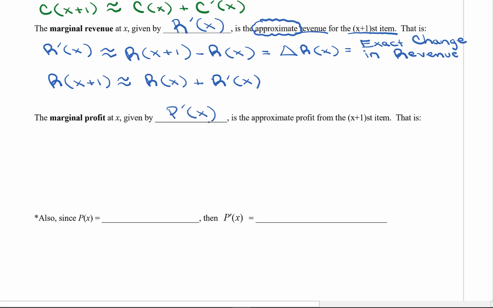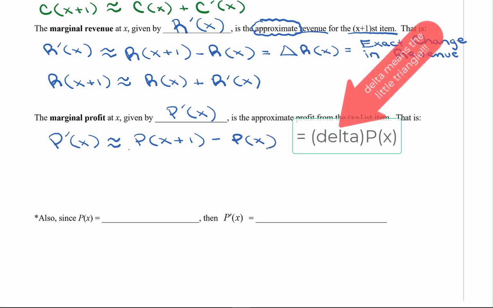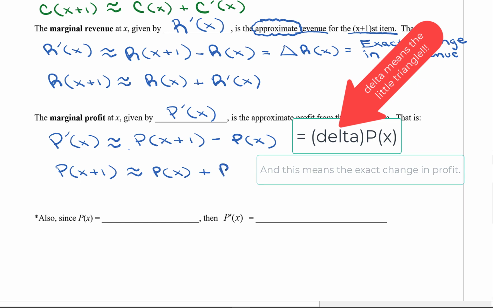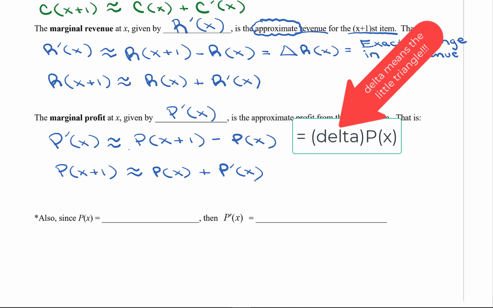The marginal profit at x given by p prime of x is the approximate profit from the x plus first item. That is, p prime of x is approximately equal to p of x plus 1 minus p of x. And this is going to be equal to delta p of x, which means the exact change in profit. And p of x plus 1 is approximately equal to p of x plus p prime of x. All right, so that's very similar to what we've already written down for marginal cost and marginal revenue, marginal profit as well there.